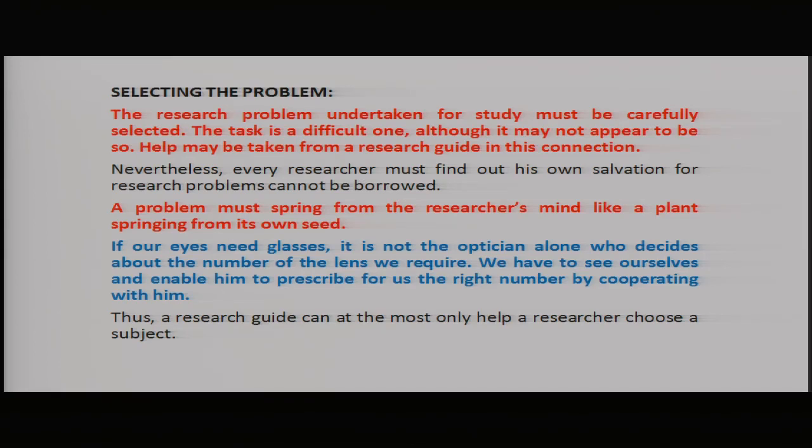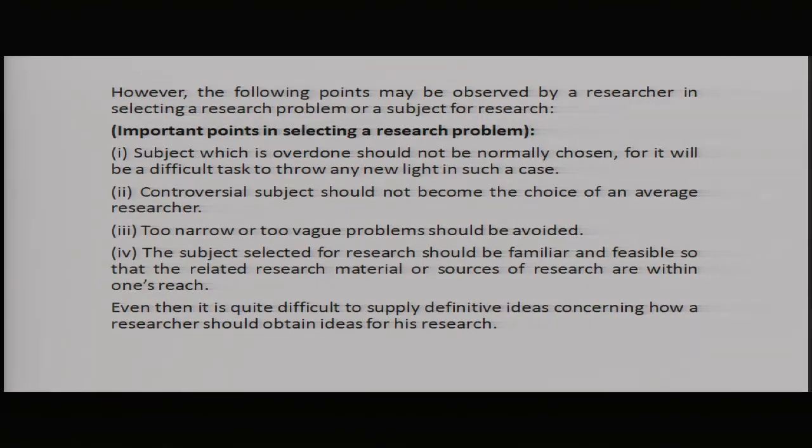Thus, a research guide can at the most only help the researcher choose the subject. Okay, he may not say this is the title and this is the work, these are the objectives which you need to carry out. It is only his duty to help choose the subject. If our eyes need glasses, it is not the optician alone who decides the number of lenses we require. It is ourselves who have to decide. It is your own target, your own work, and your own aim. You are going to pick up this objective and select the problem very concise and very specific.